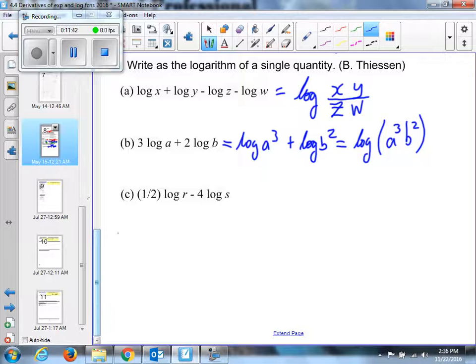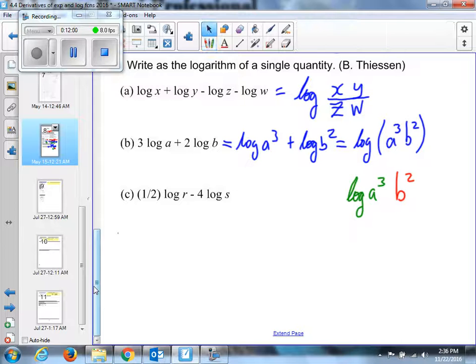Does it have to be in brackets? It becomes ambiguous if you don't, because how would I say the difference between the log of a cubed times b squared, not in there? How do I know the difference between this and this without brackets? That's why. If you don't see brackets, you typically can assume that it's only the first thing. And by space, it's ambiguous. So that's why I'm using brackets. Yes? No?